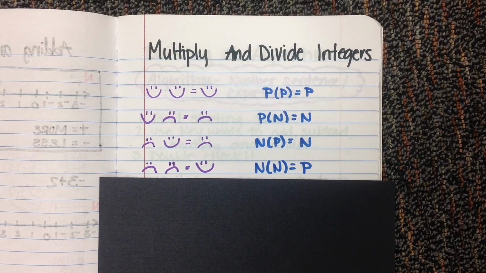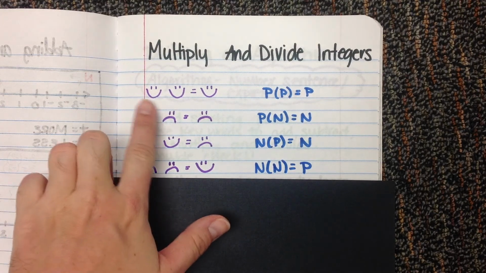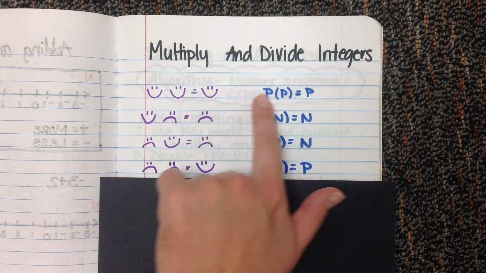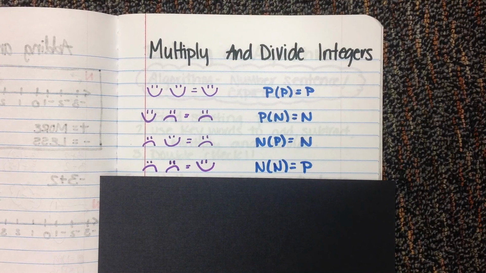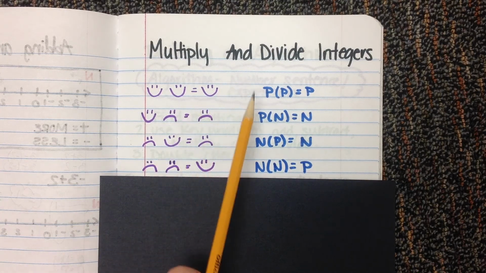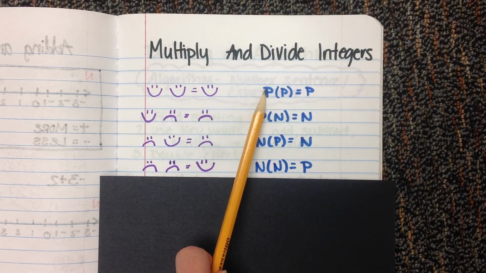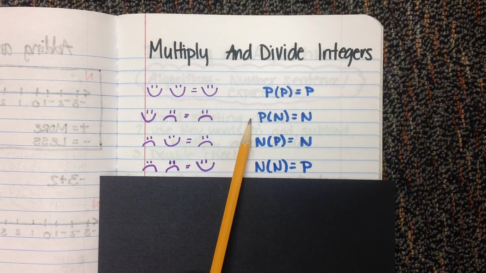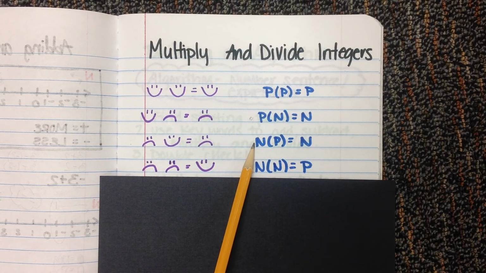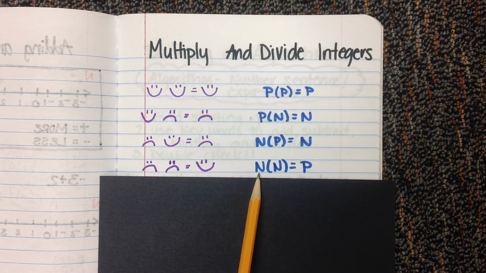When you're multiplying integers, I know that this looks a little bit crazy to you, but what the smiley face representation is the same as beside it. I just wrote one with P's and N's and one with smiley faces, okay? So a positive times a positive is a positive. That's this rule. Positive times positive is positive. A positive times a negative is a negative. A negative times a positive is a negative. And a negative times a negative is a positive.